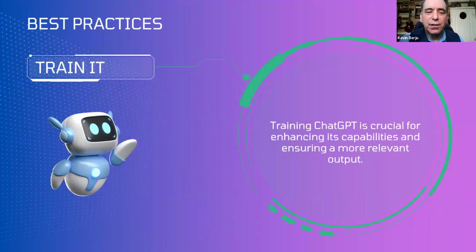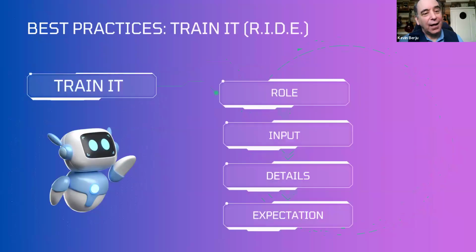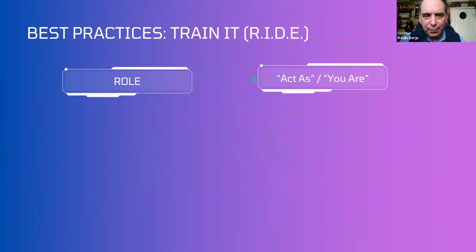All right, best practice is train it. Training Chat GPT is crucial for enhancing its capabilities and ensuring a more relevant output. So that's the first thing we want to do, is train it. How do we do that? We call it RIDE. Role, input, details, expectation. So that's how we make training simple. That's the acronym that we use. So let's unpack that a little bit.